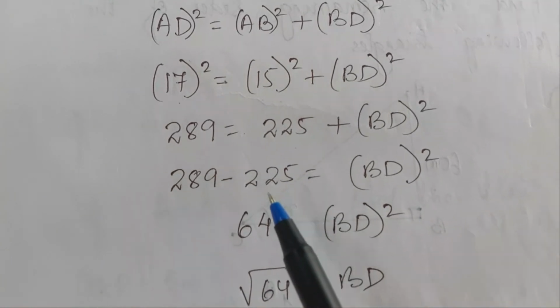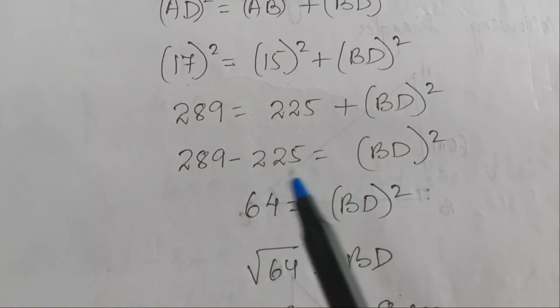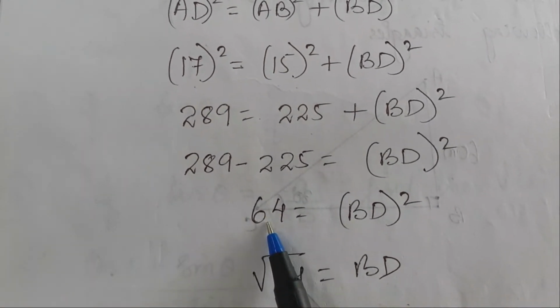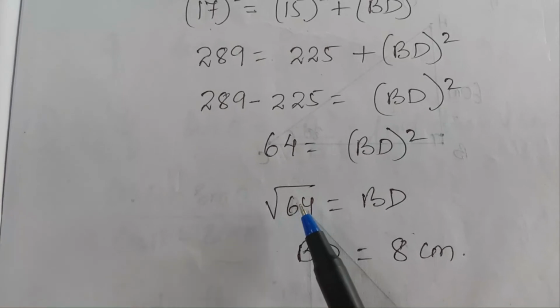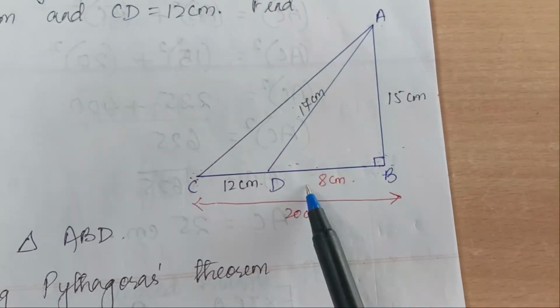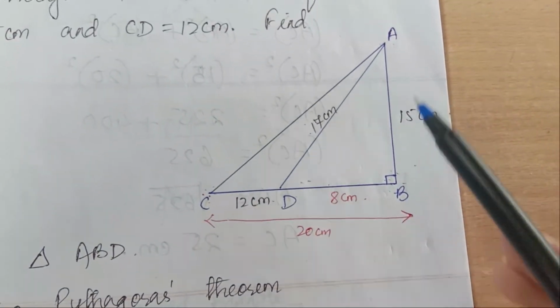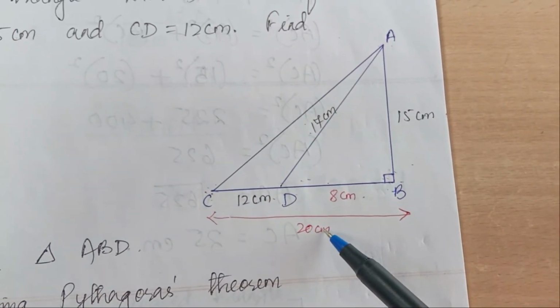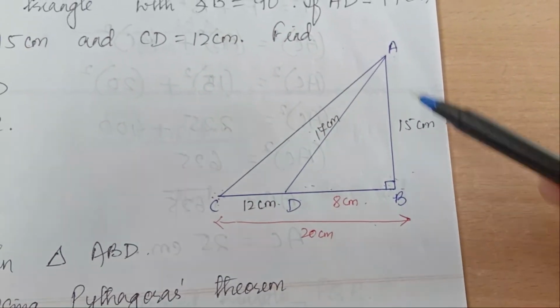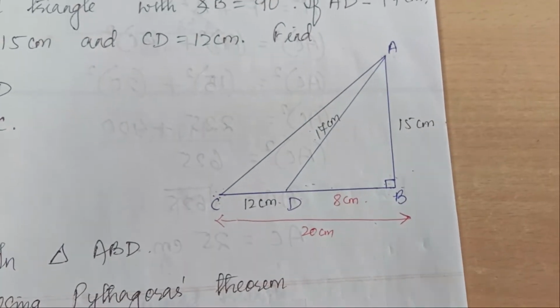So write this 225 on the left hand side. On subtracting the numbers you will get 64. Now BD is the square root of 64 which is 8 centimeter. This BD is 8 centimeter. Now this is 12, this is 8. That means the base for this triangle ABC is 20 centimeter. So this is base, this is perpendicular. Now we can find the hypotenuse.